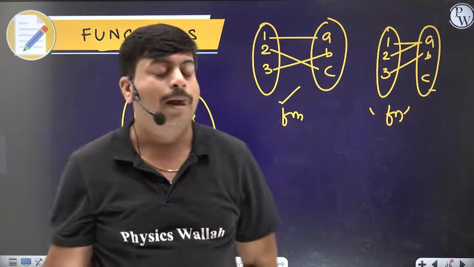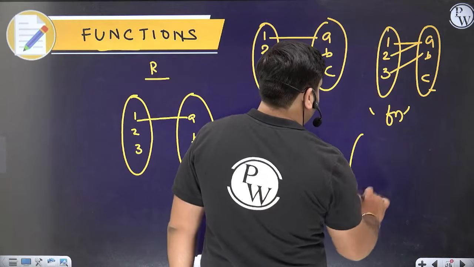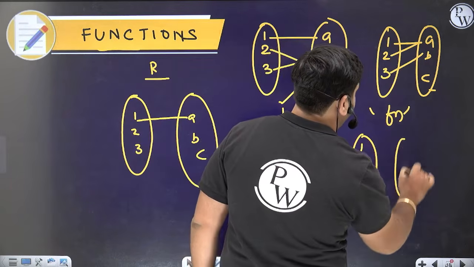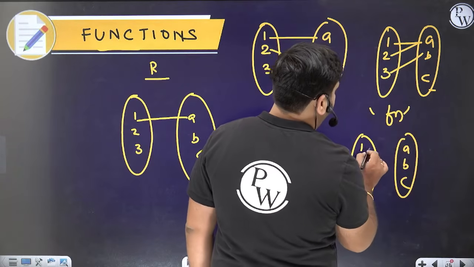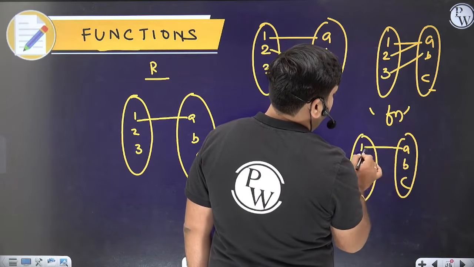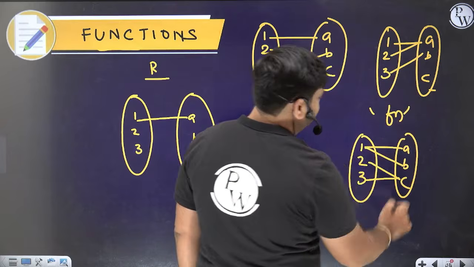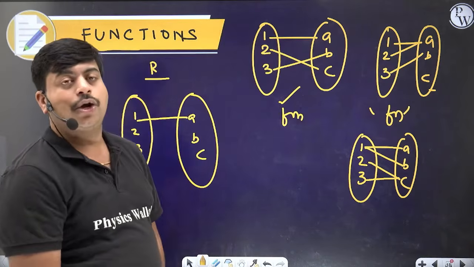Okay, so all the domains are mapped. All the elements in the domain are mapped. But you can see from 1 to A, 1 to B, 2 to C like this. Is it a function? No, it is not a function.